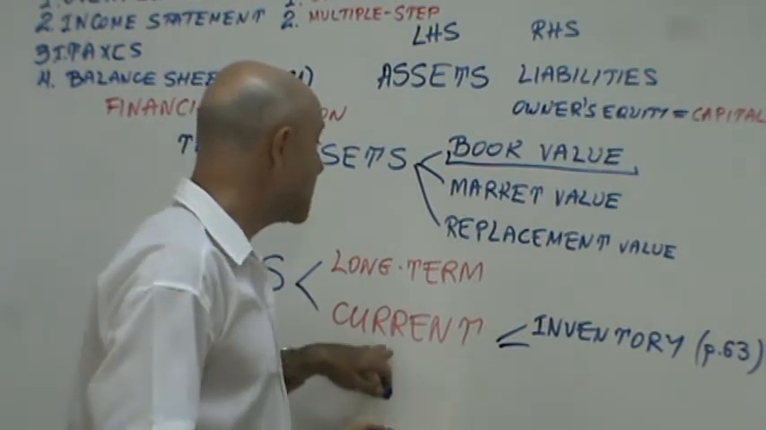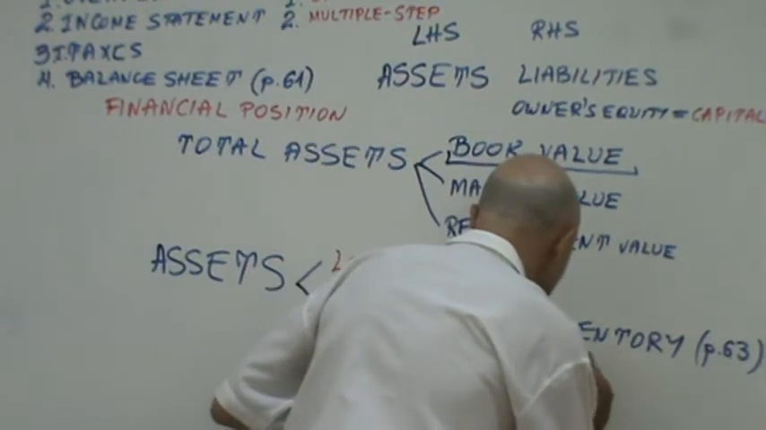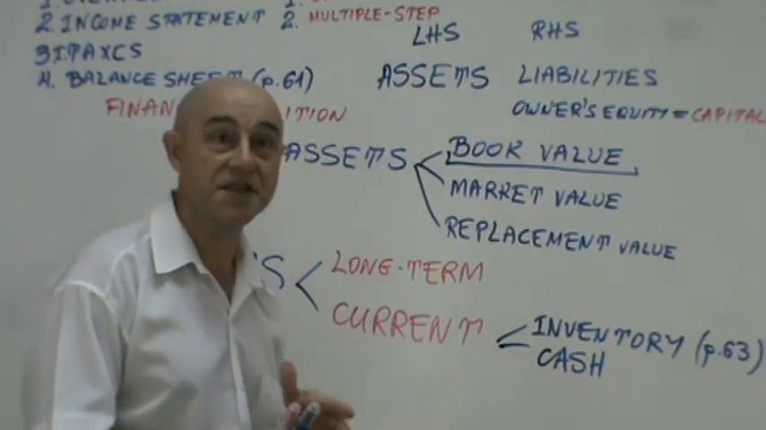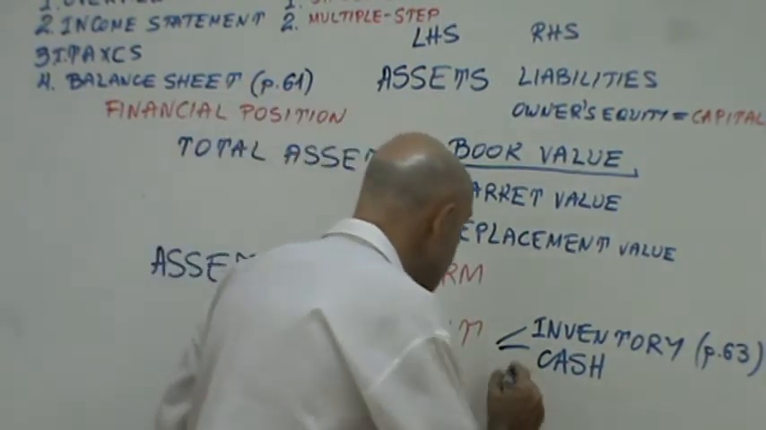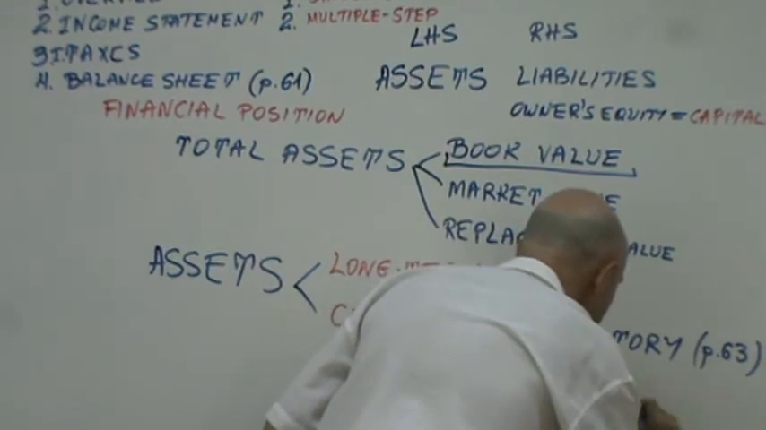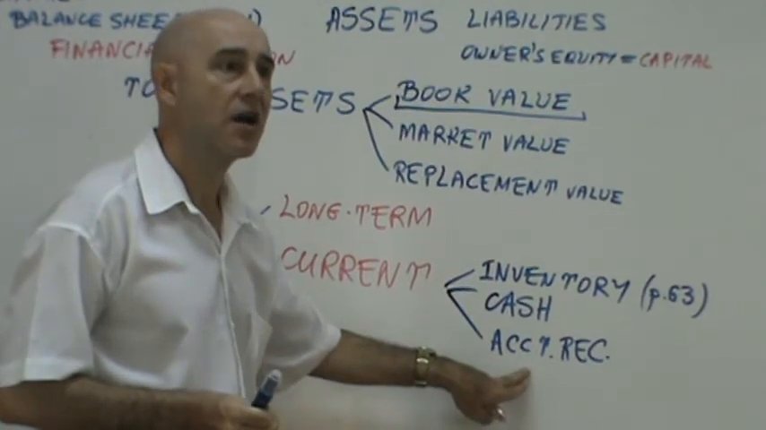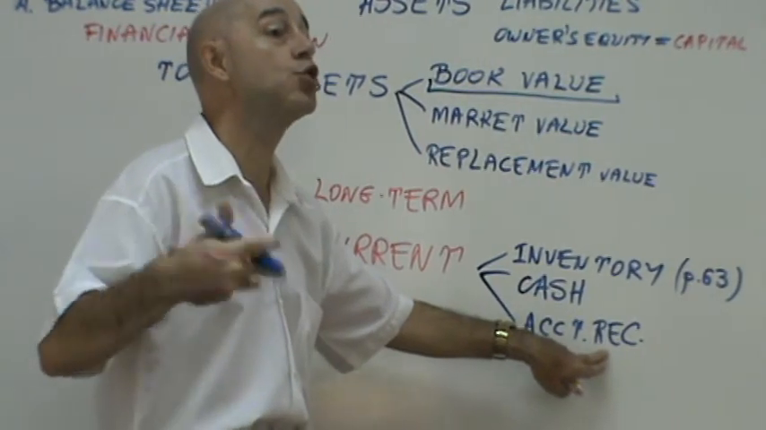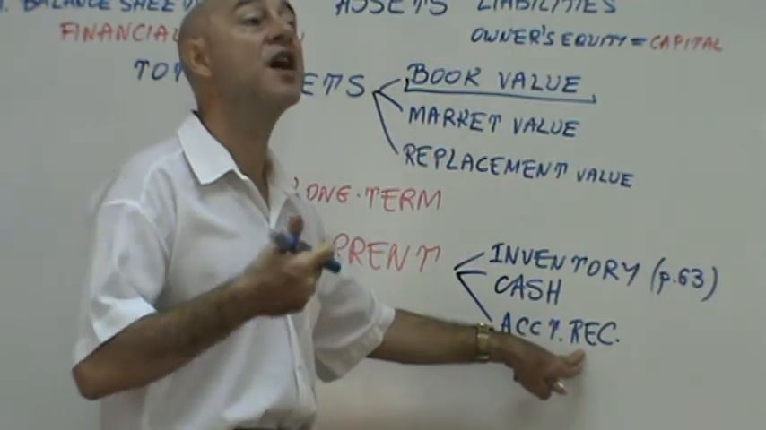Well, the other standard current asset will be, of course, cash. This is the money that you have in the bank. And another very standard will be account receivables. These are revenues, these are receivables, money that you expect to collect from your customers because you sold them on credit.